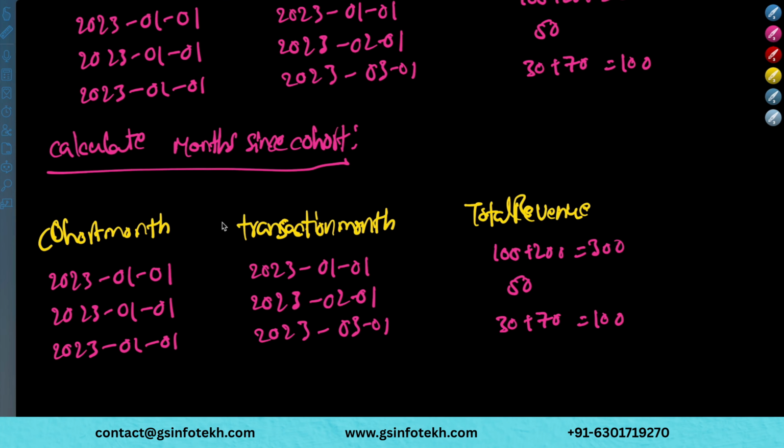So this is my cohort table, and from the above table I need to calculate months since cohort, which I will write as MSC. You need to see the lag between the cohort month and the transaction month. Since these both are the same, the lag is zero. For this one, the transaction month is 1 month after the cohort month, so it's one. For this row, it's two. That's it: 0, 1, 2. Like that, the months since cohort will come.